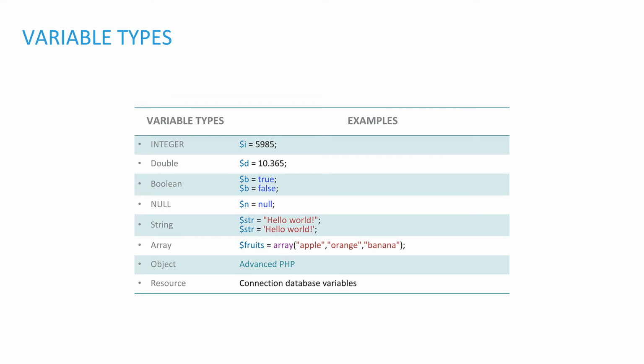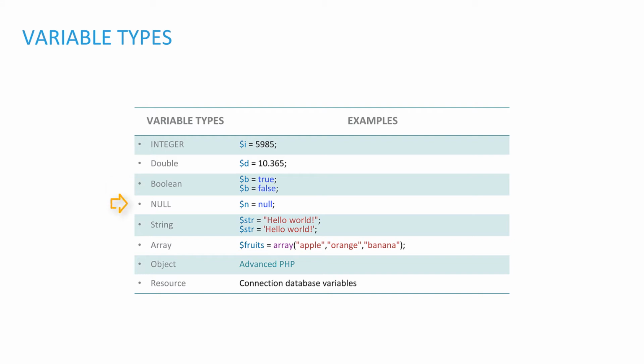Variable types in PHP. Here we will be talking about variable types in PHP. PHP has 8 data types when we use them with our variables. Integer data type. This type is a non-decimal number like 5985. Double or float type. This type is a number with a decimal point like 10.365. Boolean type. This type has only two possible values, either true or false, and is often used in conditional testing, as you will see later in this course.